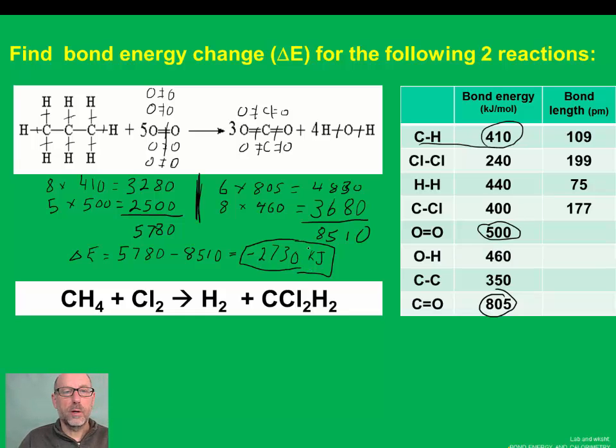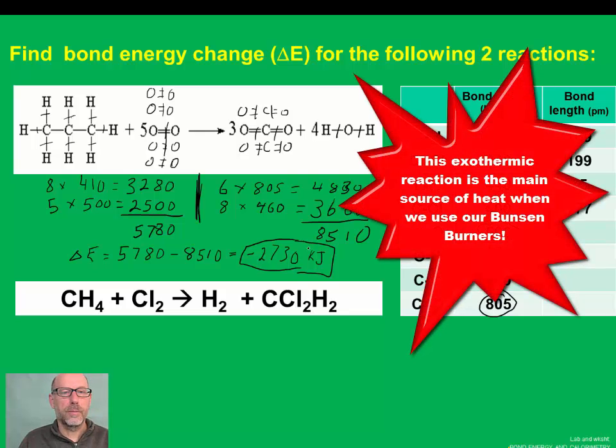So that's a negative number, and that means that energy would be given off in this chemical reaction. You might know the term exothermic. It would feel warm. Now there's another equation down below.